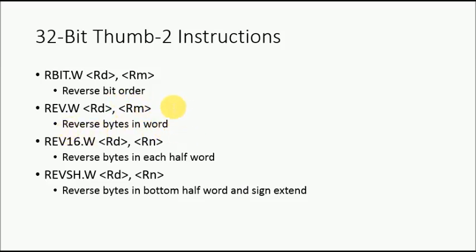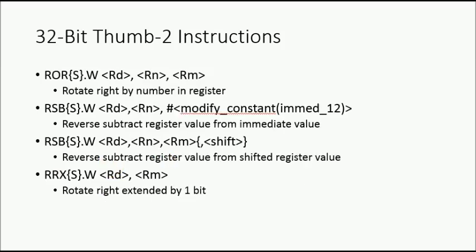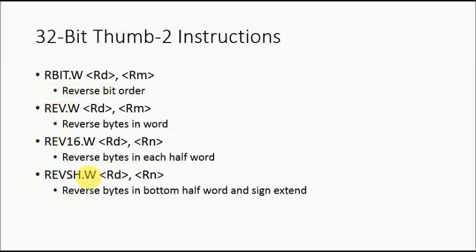REV16: here the bytes in each half word are reversed, and then the data is transferred into Rd. REVSH: here the bytes of the low half word of Rn are reversed with sign extension, and then transferred to the register Rd. These reverse instructions are very useful in case of big-endian or little-endian data transfer.